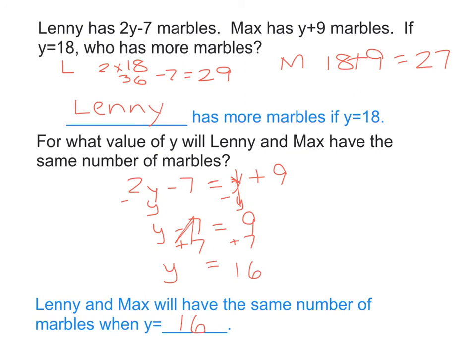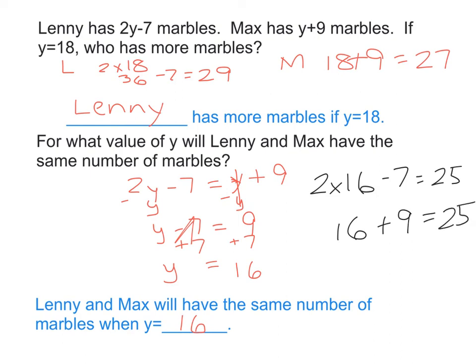I could have done trial and error also, but I still would have come up with Lenny having 2 times 16, which is 32, minus 7. That's 25. And Max, if I had y equals 16, 16 plus 9 equals 25 also. So when y was 16, that's what gave them both 25 marbles.